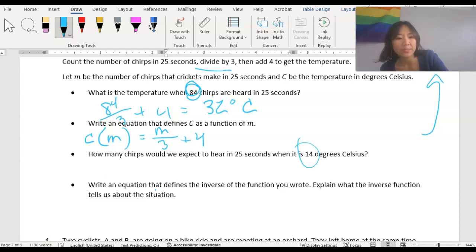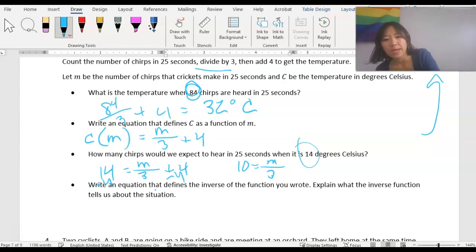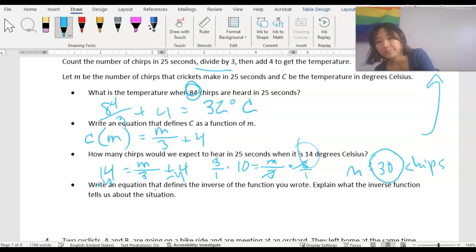So if I replaced this with 14 degrees equals m divided by 3 plus 4, I can solve now by subtracting 4 first. I'll get 10 equals m divided by 3. And now I want to get m by itself. So this is division, so I'm going to multiply by 3 over 1 on both sides, because 3 divided by 3 is 1. And we'll get m equals 30, so that means it chirped 30 times.